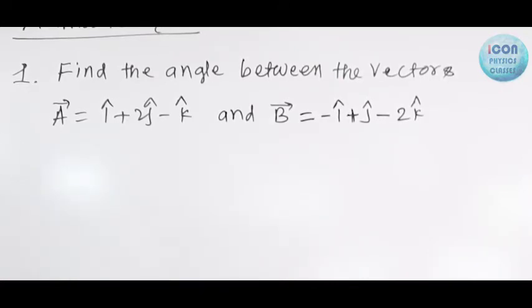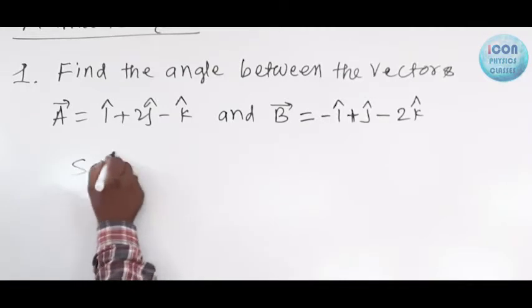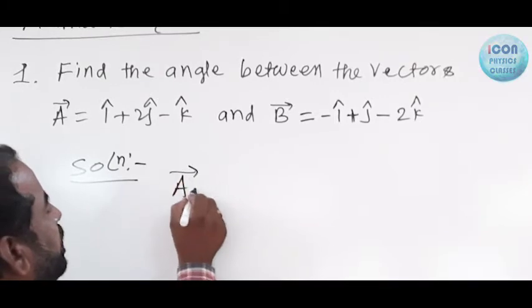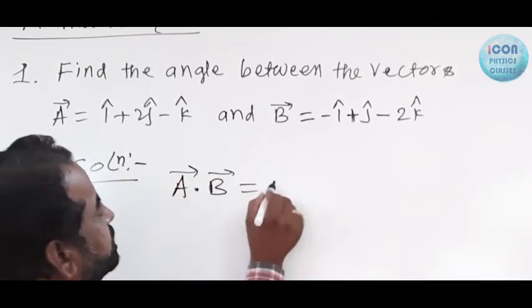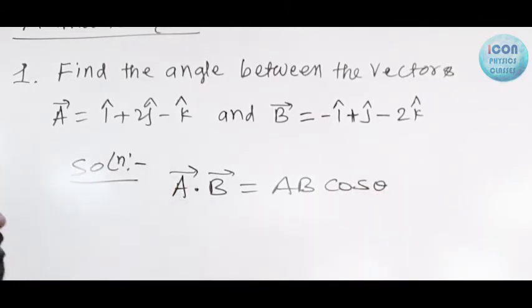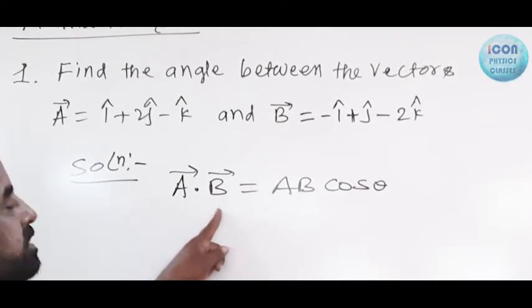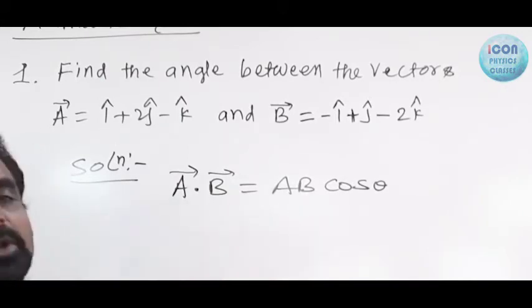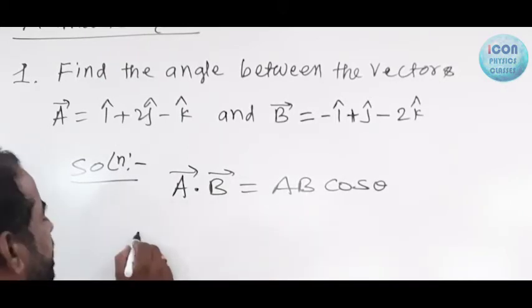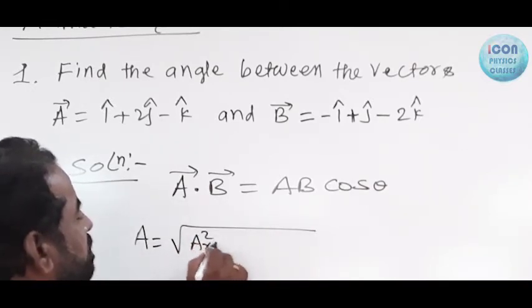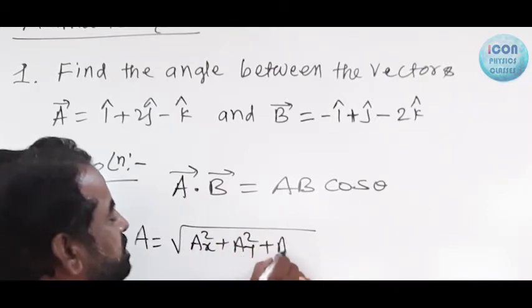You take the dot product. What is the dot product? A dot B. That is the formula: A vector dot B vector is equal to AB cos theta. You find out A dot B first, the magnitude of vector A, the magnitude of vector B, and put in this formula. So first, what is the magnitude of vector A?